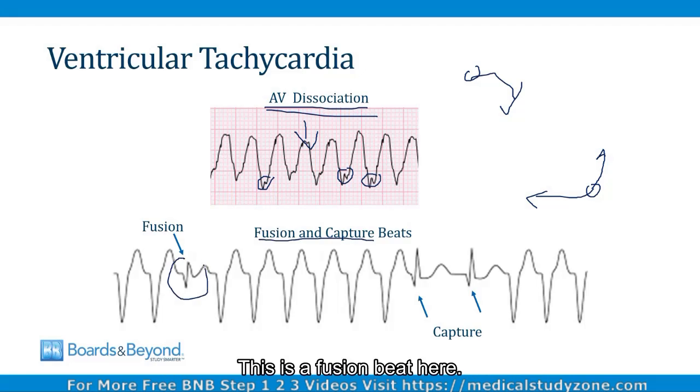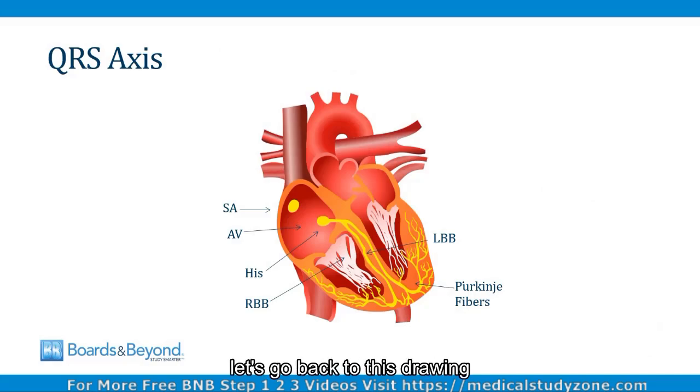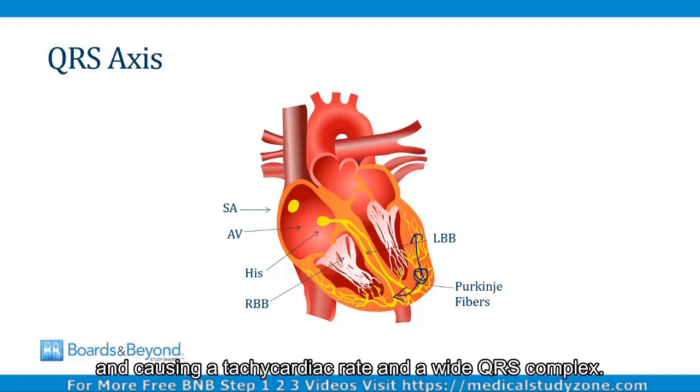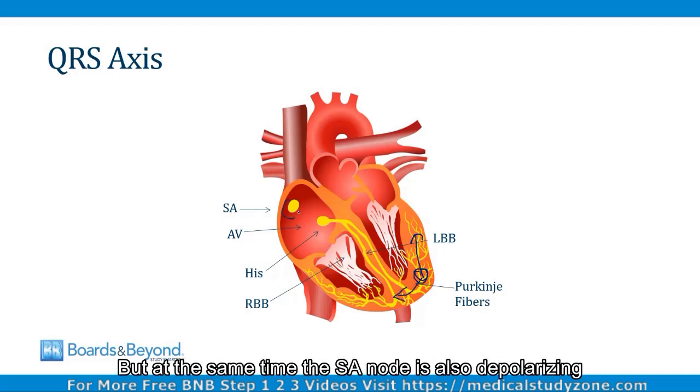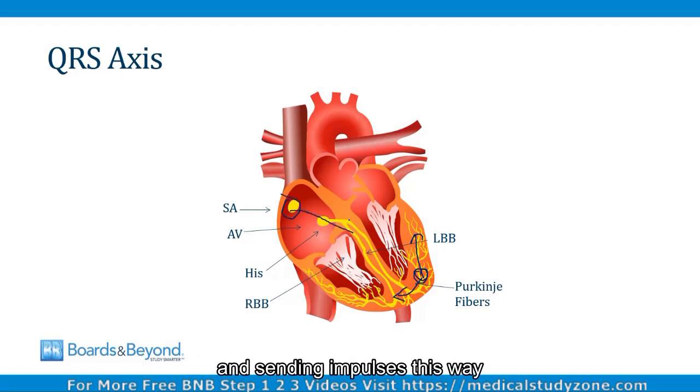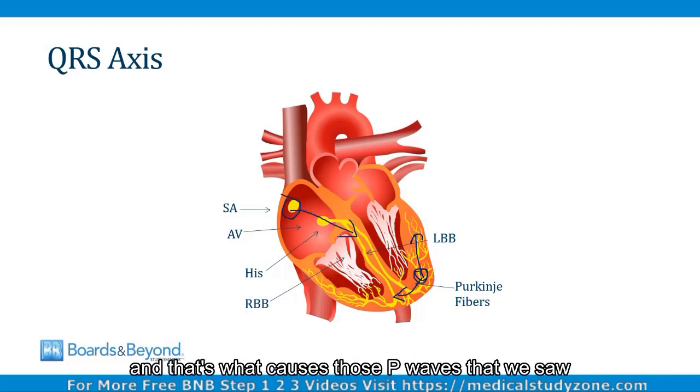This is a fusion beat here. These are capture beats here. To understand this better, let's go back to this drawing of the electrical system of the heart. So in ventricular tachycardia, we have a focus here in the ventricle that is generating rapid depolarizations and causing a tachycardic rate and a wide QRS complex. But at the same time, the SA node is also depolarizing and sending impulses this way, and that's what causes those P waves we saw when we talked about AV dissociation.